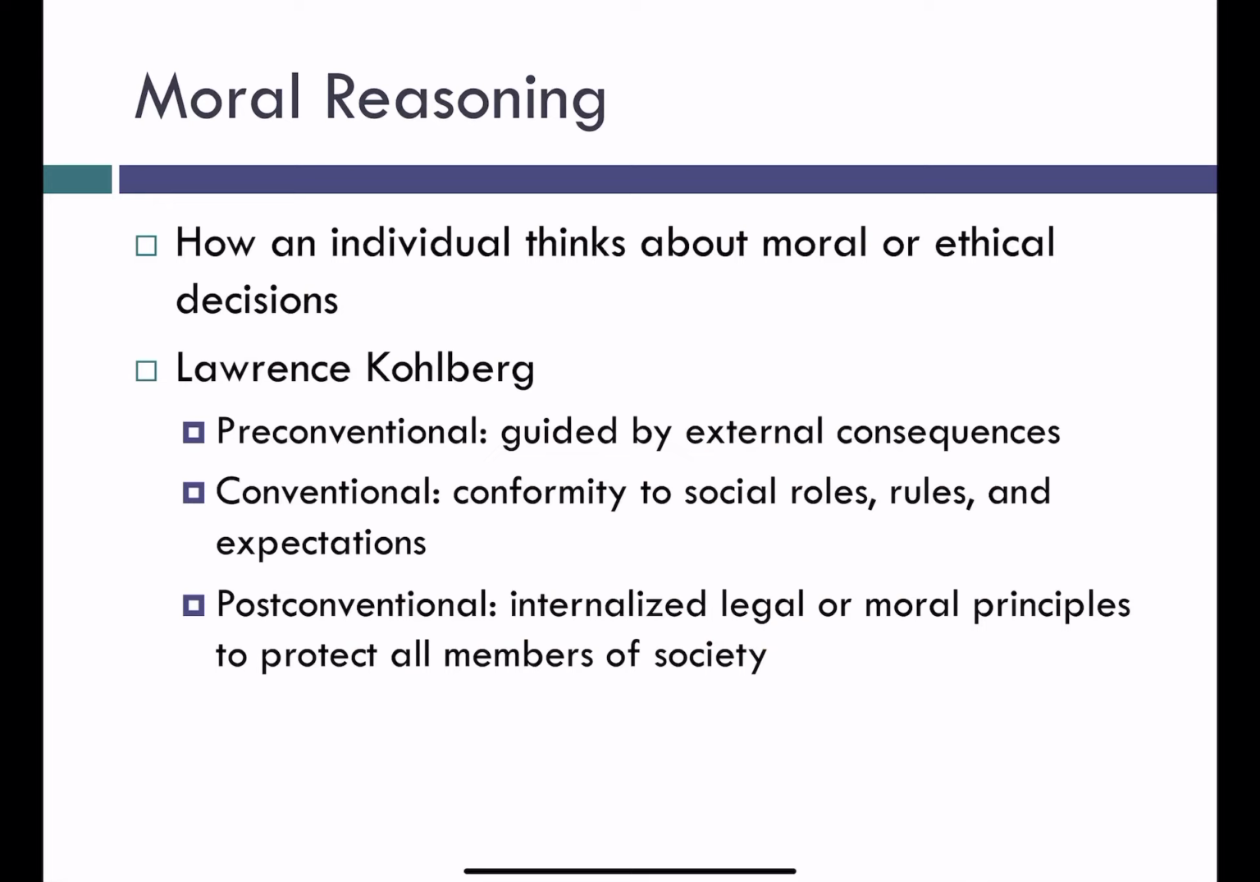Kohlberg actually had 3 stages with 2 substages in each, but we're just going to briefly cover this. In the pre-conventional stage, people are guided by external consequences. So it's about, will you be punished for it? Yes or no, and that's going to determine whether it's right or wrong, or whether it's fair.